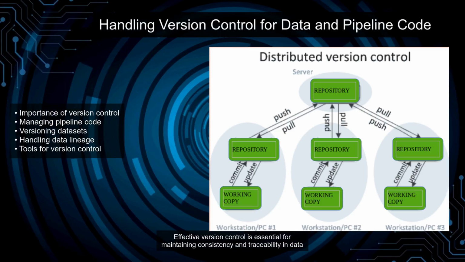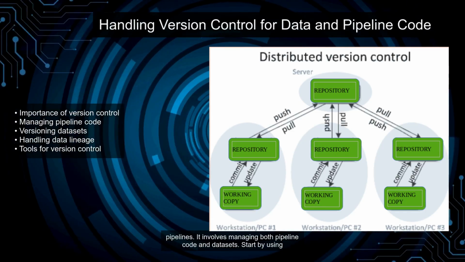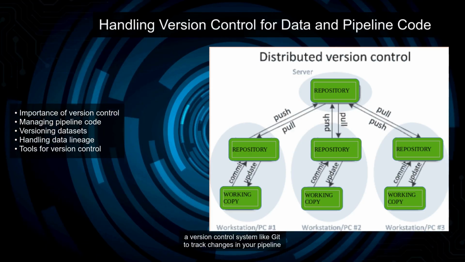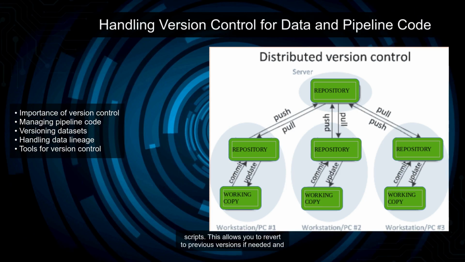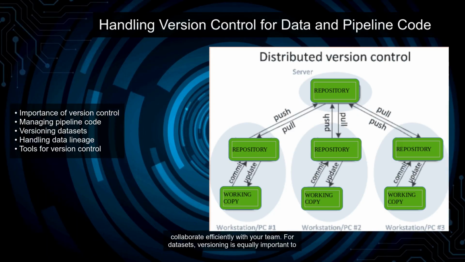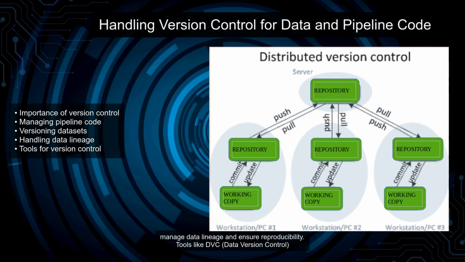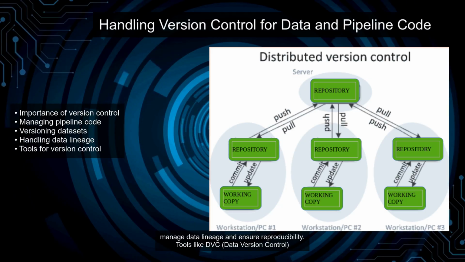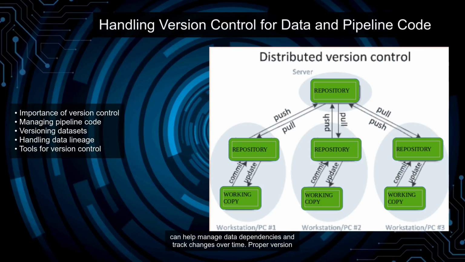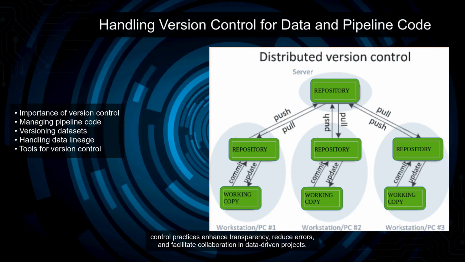Effective version control is essential for maintaining consistency and traceability in data pipelines. It involves managing both pipeline code and datasets. Start by using a version control system like Git to track changes in your pipeline scripts. This allows you to revert to previous versions if needed and collaborate efficiently with your team. For datasets, versioning is equally important to manage data lineage and ensure reproducibility. Tools like DVC, data version control, can help manage data dependencies and track changes over time. Proper version control practices enhance transparency, reduce errors, and facilitate collaboration in data-driven projects.